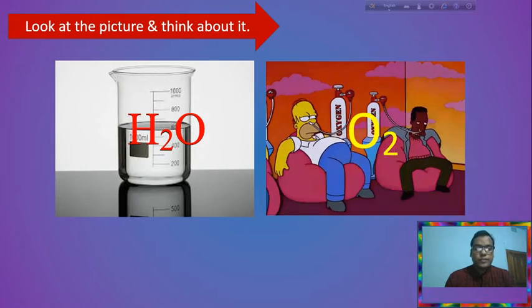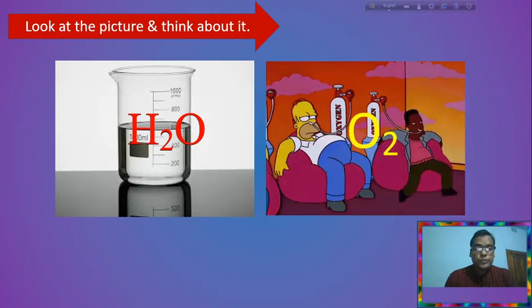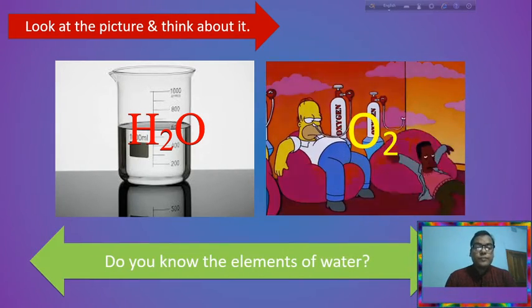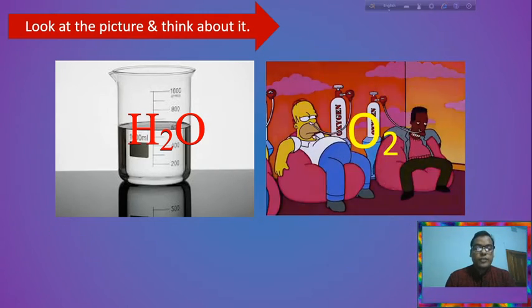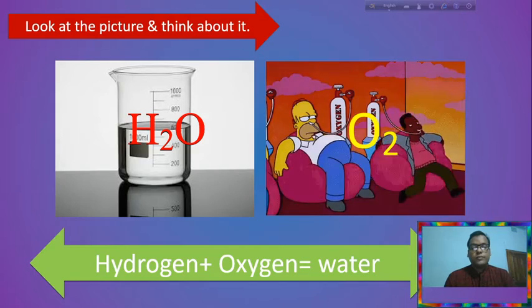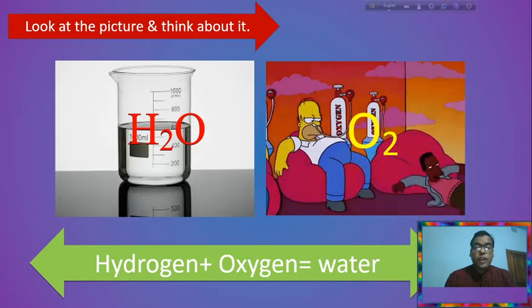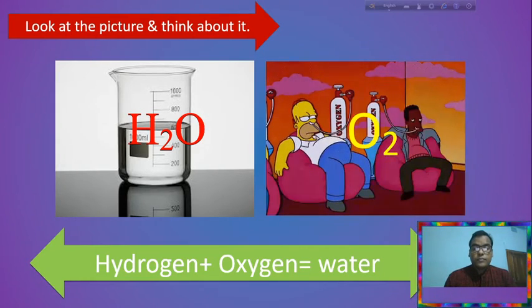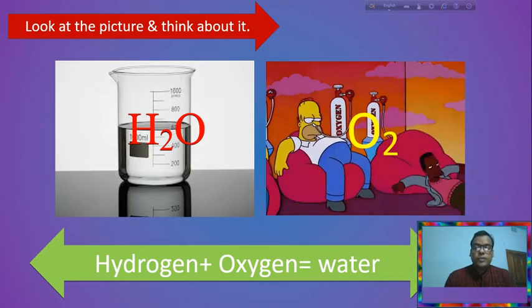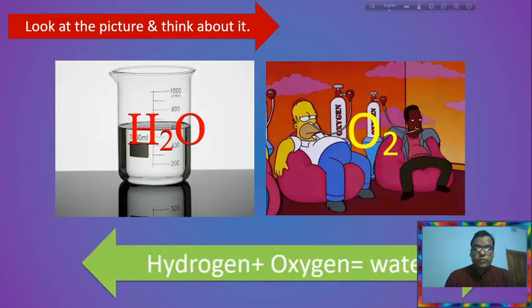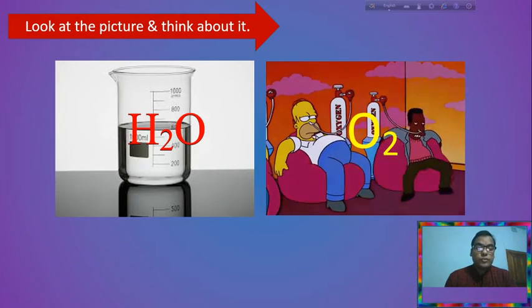My dear students, do you know the elements of water? Yes, hydrogen and oxygen. Hydrogen and oxygen bonded to each other and produce water. Dear students, do you know the name of the bond?